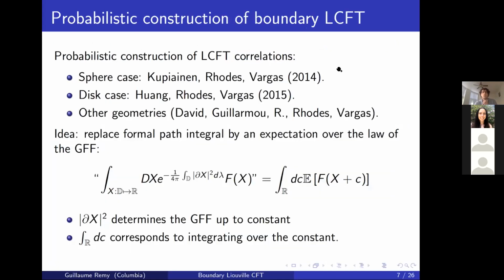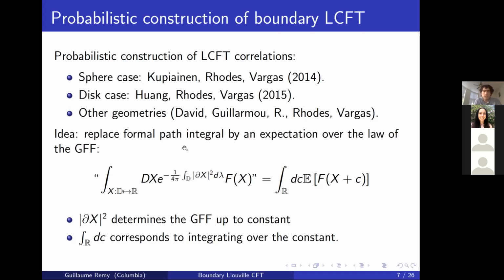Okay, so now what is the probabilistic construction of the Liouville CFT correlation? In this line of work, it was done first on the sphere by Kupiainen, Rhodes and Vargas, and there's also David. I apologize, I didn't write it, David's name should also be in the sphere work. Other geometries have been done by these other authors.